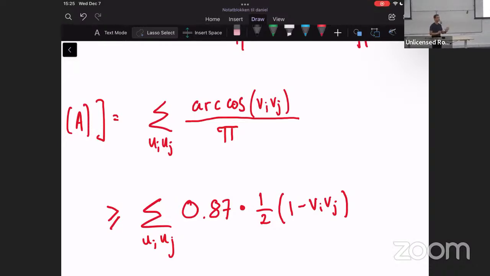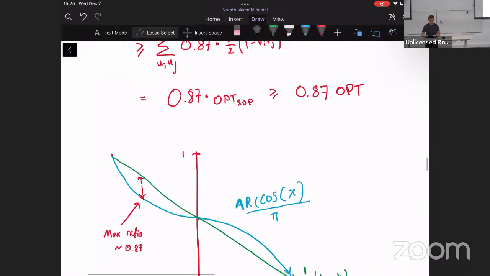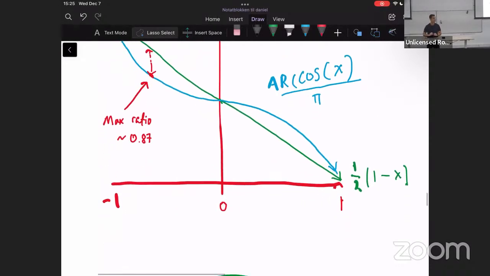So in particular, what I'm going to do is forget about the fact that vi and vj are vectors. This is just arc cosine of x divided by pi. There's some value. And if I can show to you that arc cosine of x over pi is always at least 0.87 times 1/2 (1 minus x), then I'm done, right? I'm not going to prove this to you, but I've plotted these two, and you can too.